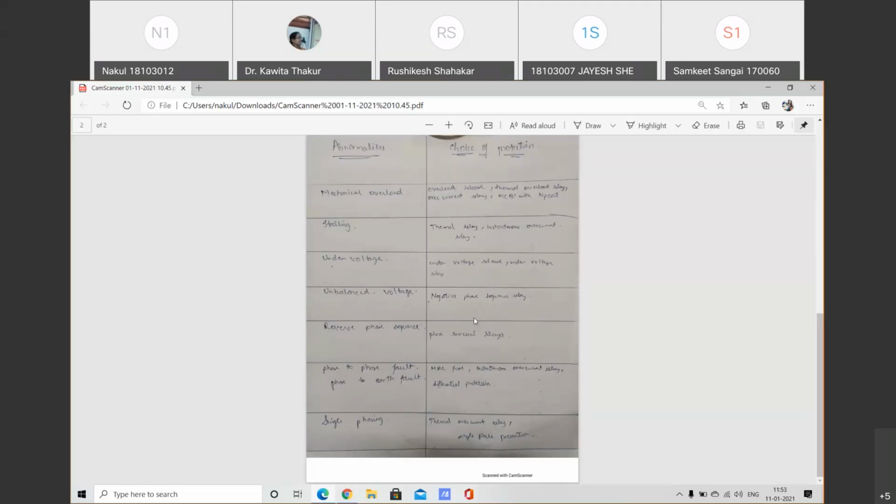For abnormalities such as reverse phase sequence, we use phase reversal relays. For phase to phase faults and phase to earth faults, we use HRC fuse, instantaneous overcurrent relay, and differential protection for more efficiency. For abnormalities such as single phasing, we use thermal overcurrent relay and single phase preventer. That's all, ma'am.